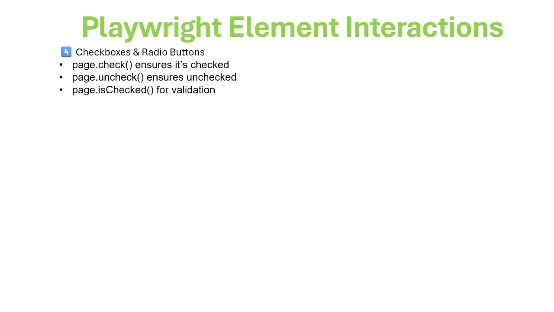Checkbox and radio buttons. Page check function ensures this web element is checked. Uncheck function ensures it is unchecked, for validation. This is called: await page check this web element. Await page uncheck this web element.